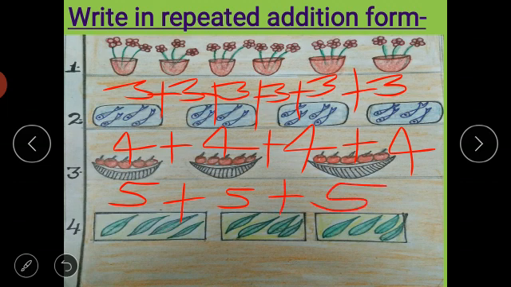Okay, children? Yes, at the last. Once again, there are 3 groups. And each group is having 1, 2, 3, 4 leaves. So now once again, 4 plus 4 plus 4. Okay, children, are you getting it? Now it's time for the home assignment.